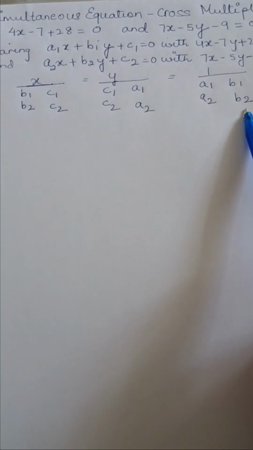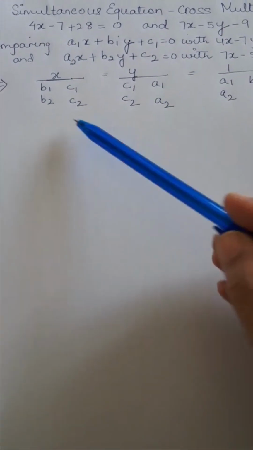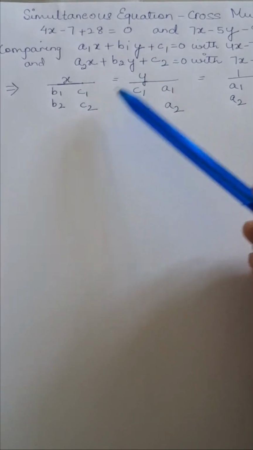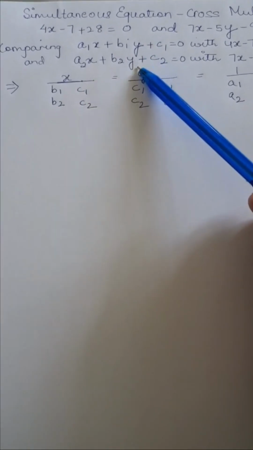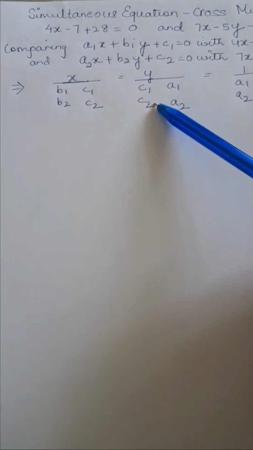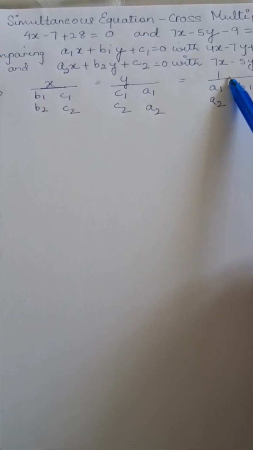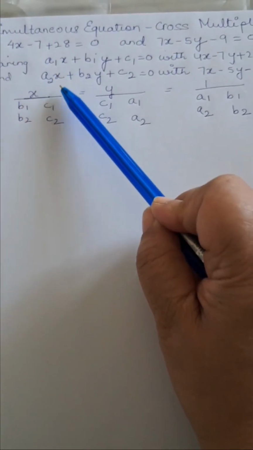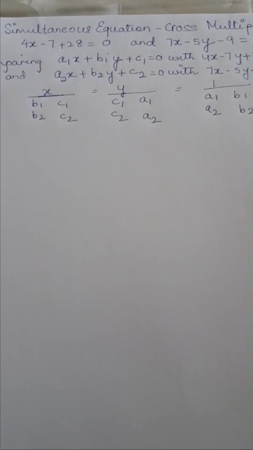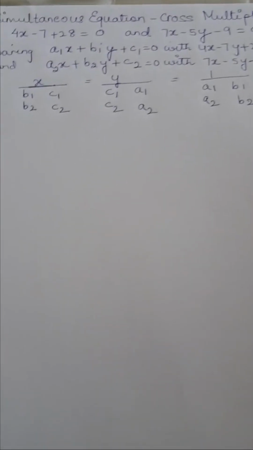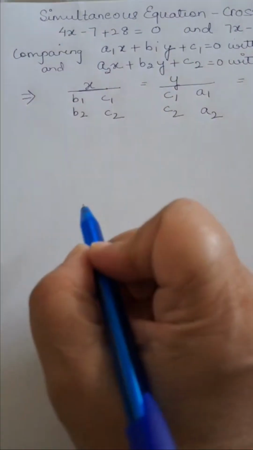Is this clear? So it will be x by b1 b2 c1 c2. Y will be, after y c comes, so c1 c2 a1 a2, and then for the constant, 1 is the numerator and it is a1 a2 by b1 b2. Now we'll put in the values of b1, c1, b2, c2 and so on. That will be our next step.